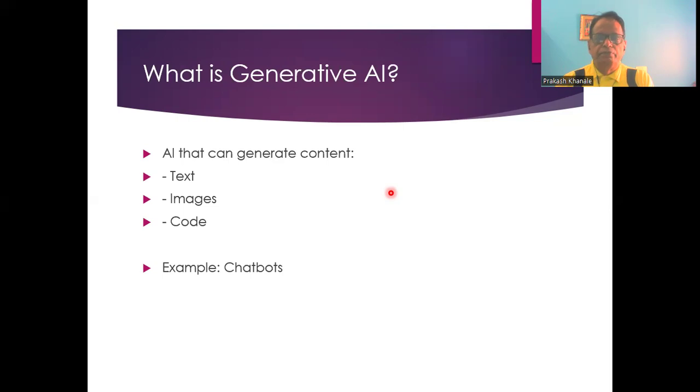So what is generative AI? It is AI that can generate content. When the AI can generate content such as text, images, or code, then it can be called generative AI. For example, when we are making use of chatbots or ChatGPT, that is generative AI, because we can generate text, images, and code by making use of chatbots.